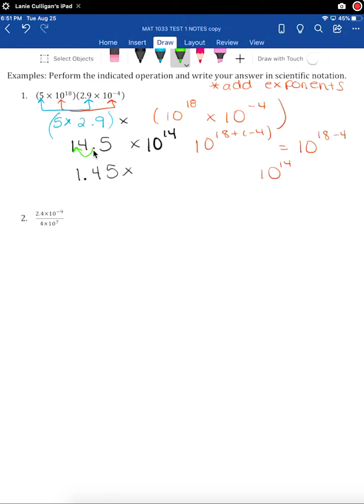Times. Now 10 to the 14th power means that I would be moving it to make it a really big number, so moving it 14 times to the right. So if you notice, these are going in opposite directions. So that means I'm going to have to do it one more time in the end. So one more time than 14 is 15. So 1.45 times 10 to the 15th power.